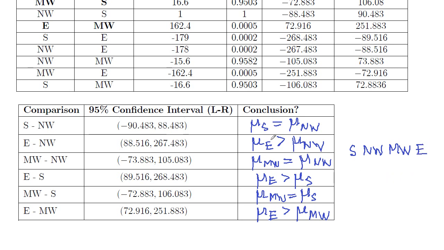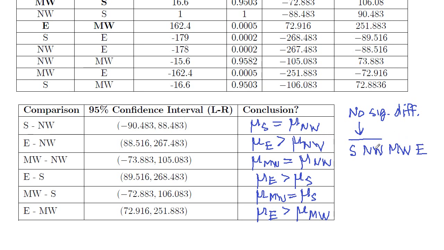And then what we're seeing here is that South is statistically the same as Northwest. So these two are the same. So we put a bar above those to indicate that there's no statistically significant difference. So this bar is indicating no significant difference. So even though the sample mean for the Northwest is a little larger than the sample mean for the South, it's not statistically significant. So now the East is statistically significantly greater than the Northwest.